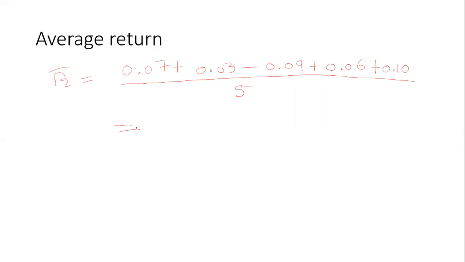So by adding all that and dividing by 5, we will get the value 0.034, or if you put it in percentage, it will become 3.4 percent. So R bar is 0.034 or 3.4% in percentage terms. So we calculated average return. Now let's calculate the variance.